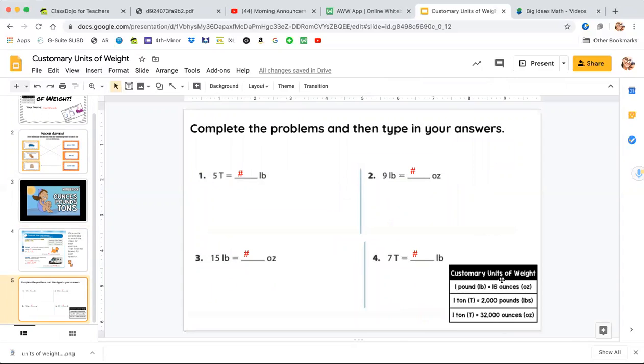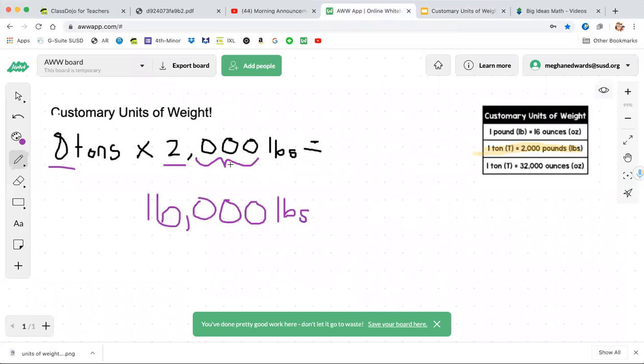I have the customary units of weight little cheat sheet right here. And I'm going to do question number 1, and I'm going to do question number 2, but I will leave 3 and 4 for you to complete on your own. So our first question is 5 tons is equal to how many pounds? Well, we did a question just like this. We did 8 tons equals 16,000 pounds.